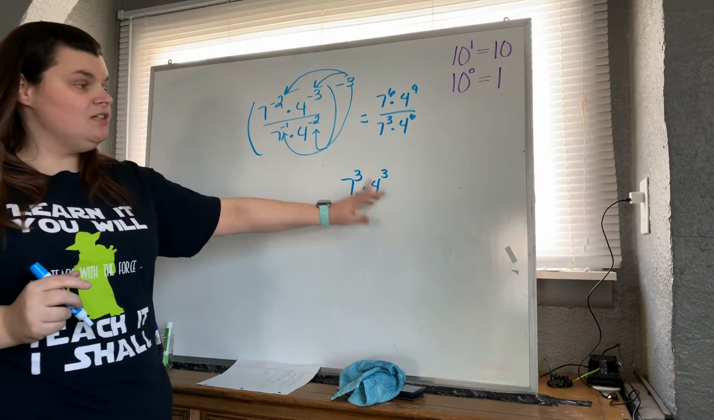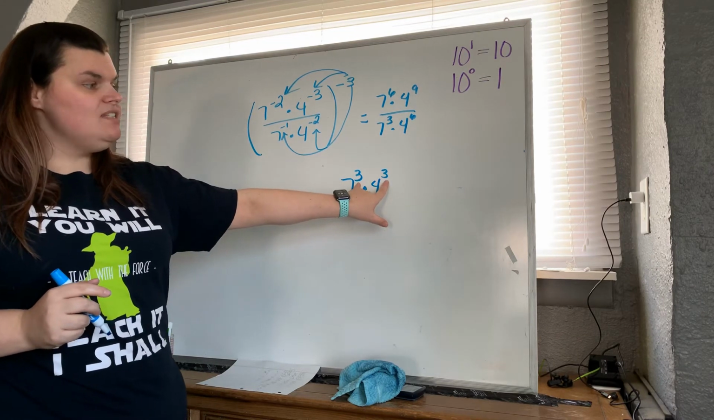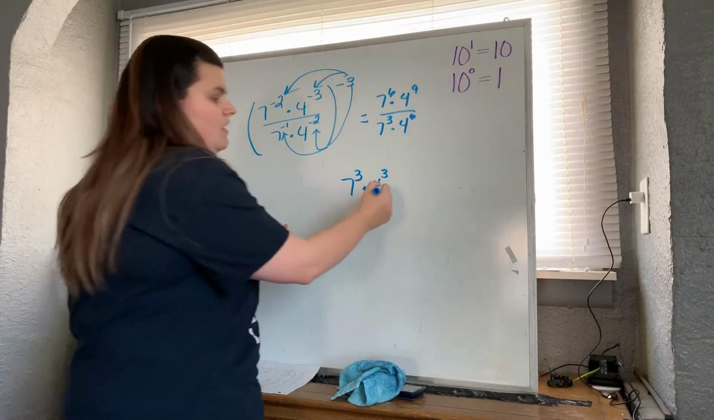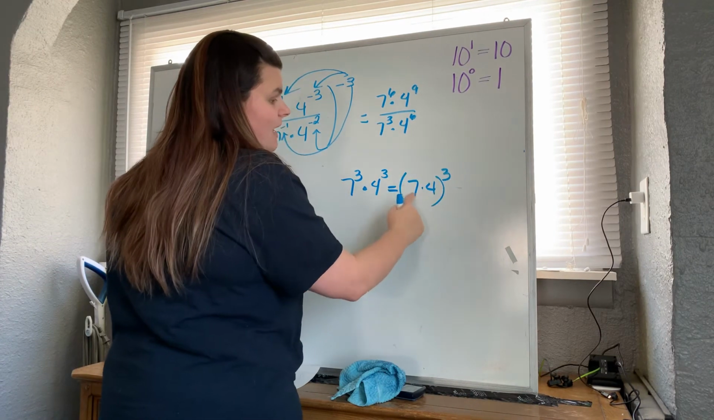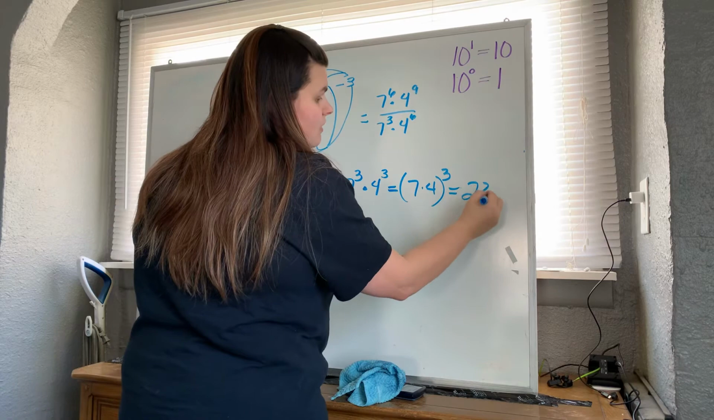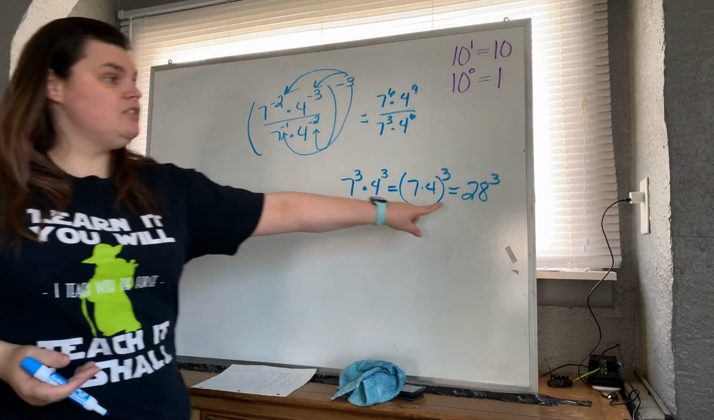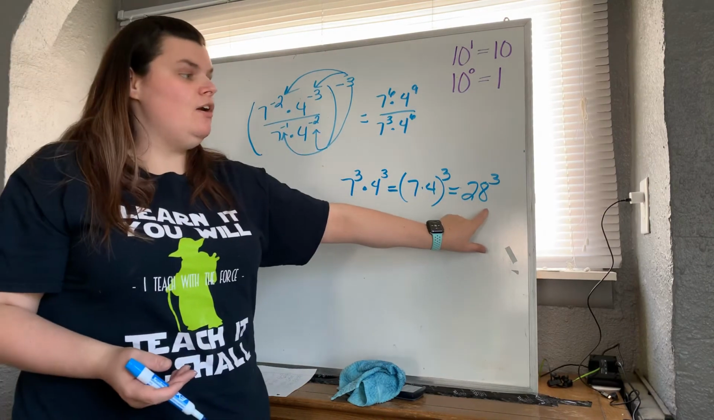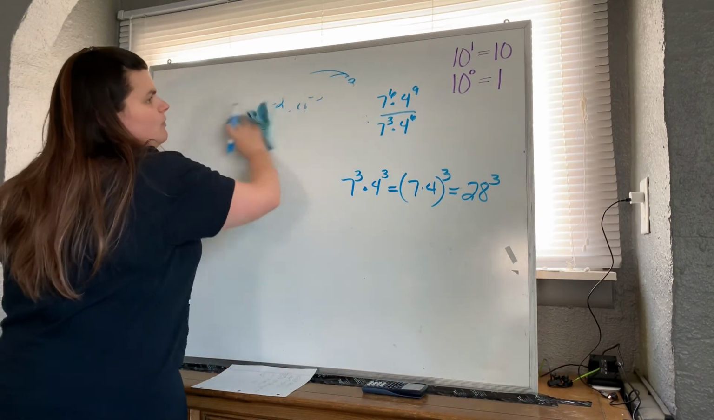There's my final answer. Actually, that's not true. I can simplify this further because they have the same exponent. So this is 7 times 4 all to the 3rd power, and 7 times 4 is 28. Okay? So that's my final answer right there. All of this got simplified all the way down to that. All right, now let's do 1 or 2 with an evaluation, and then we'll be finished.